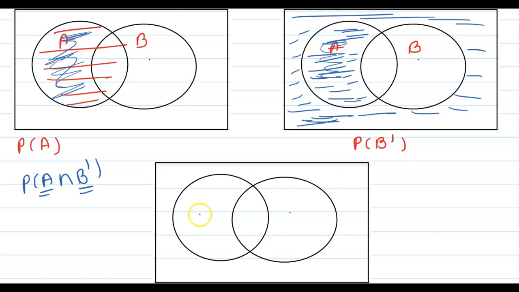So let's do it here. Only this part. So this is going to represent P of A intersection B complement, right? And let's write down here, this is A and B. Okay, let's go for another one.